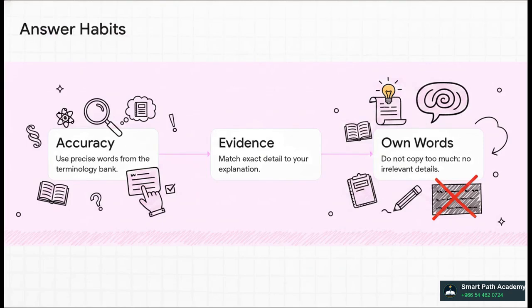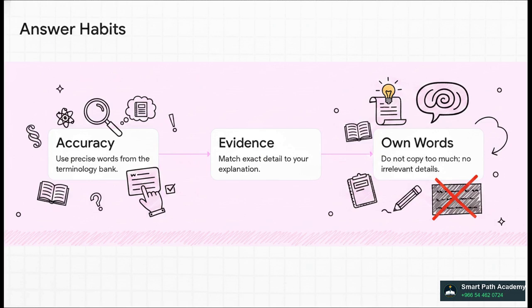To snag those full marks, you're going to need 3 exact habits. First up is accuracy. This means choosing those precise words from the terminology bank we just went over. Don't just say, oh, it's weird. Say, it features impossible events. Second is evidence. If you claim a text is a report, you absolutely must match that with an exact detail from the text, like pointing out a specific fact.